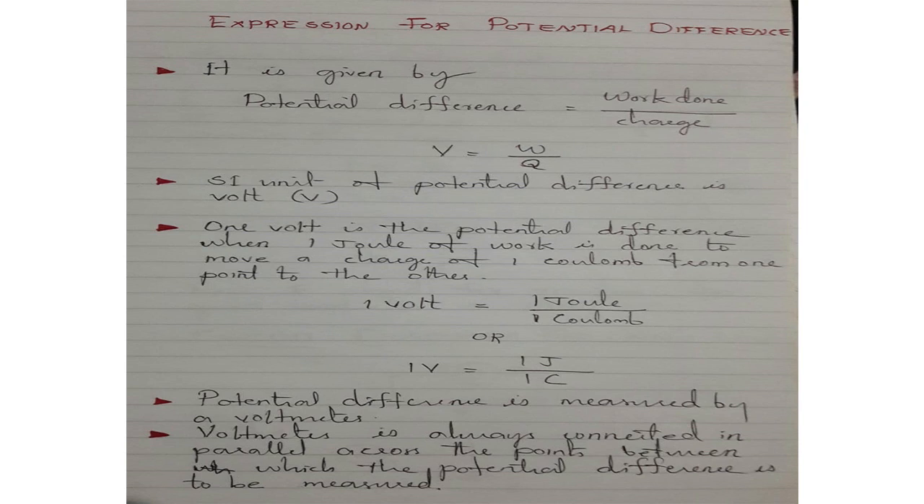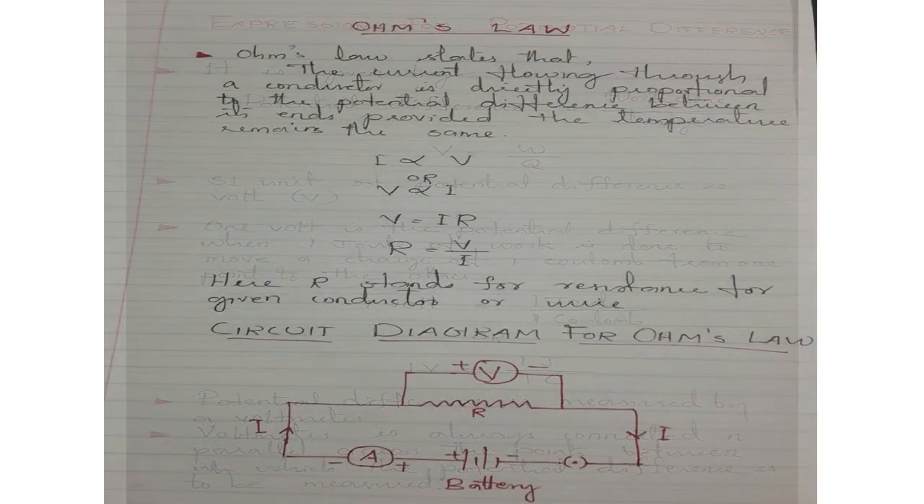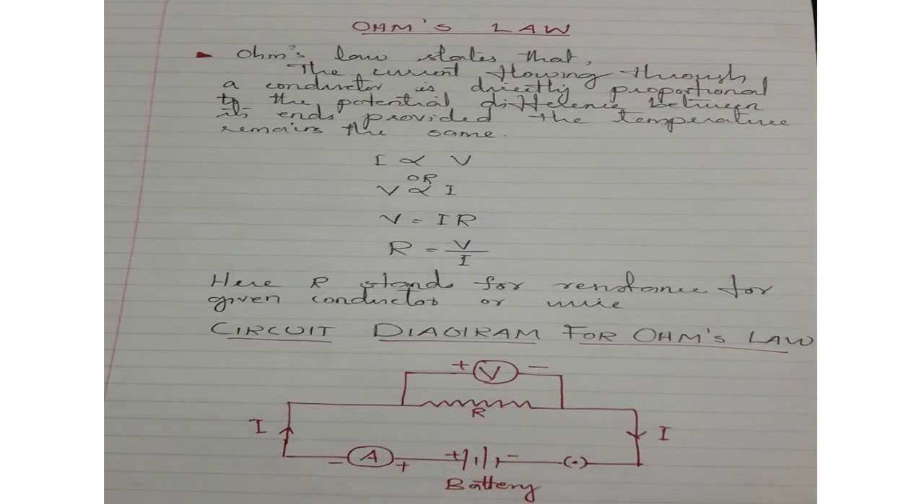So next we have to discuss what Ohm's law is and the related terms. The relation between electric current and potential difference is provided by a law named Ohm's law. Let us discuss Ohm's law. It states that the current flowing through a conductor or a metallic wire is directly proportional to the potential difference between its two ends, provided all the physical conditions remain the same. Here the physical conditions means the temperature, pressure, etc.